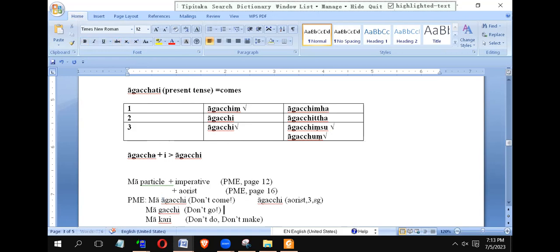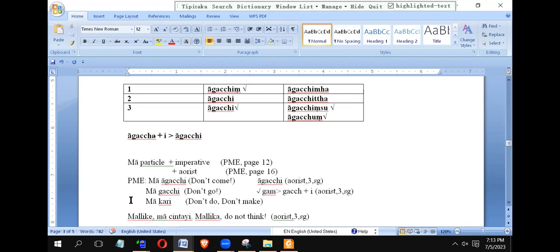So don't go. So how do you get this? From the root gam, it becomes ga. Then you add the ik suffix. So it's also aorist third person singular. Then if you have ma kari, the root is kar plus the ik. So here it is added directly to the root. If you don't want to put on the verbal base, it also can. So also aorist third person singular.